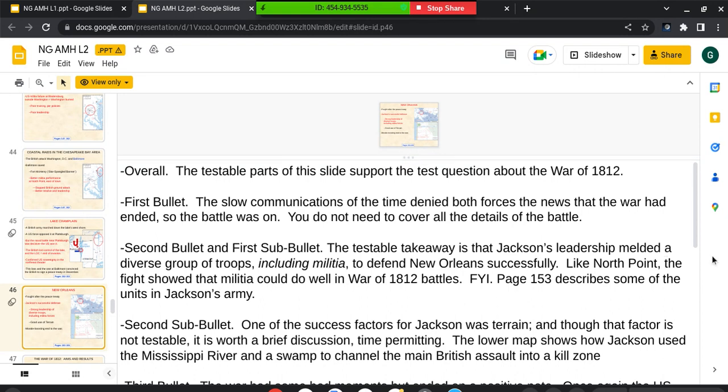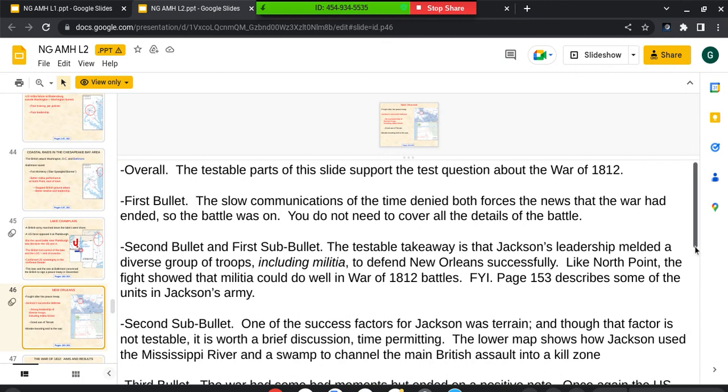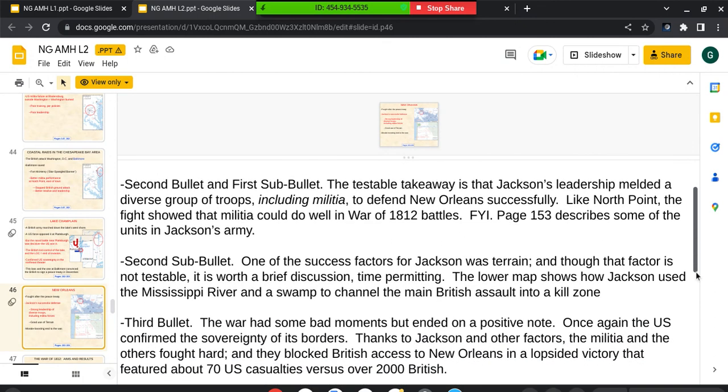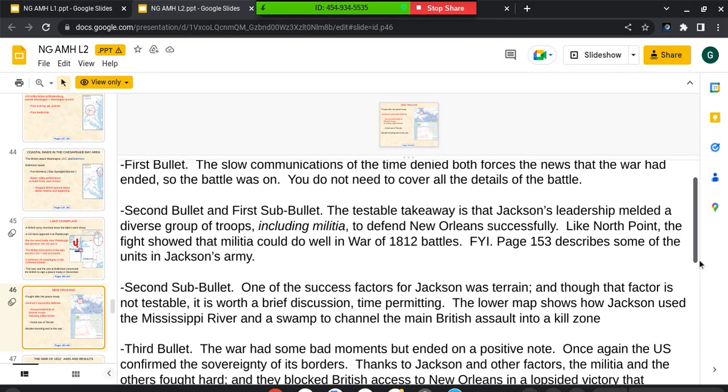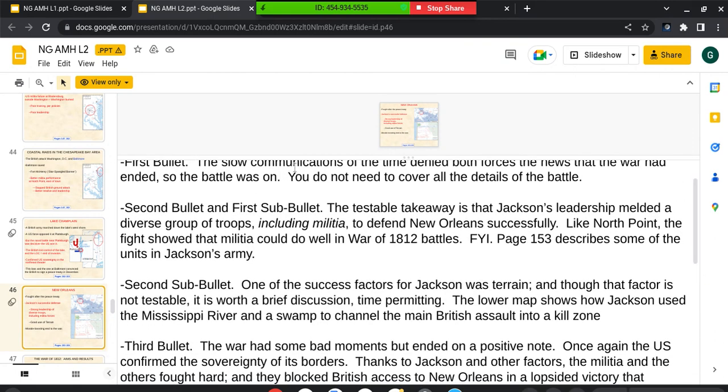One of the success factors for Jackson was terrain, and though that factor is not testable, it was worth a brief discussion, but we won't talk about it because it's not directly testable. You can read about it if you're interested. Let's just focus on the testable stuff.